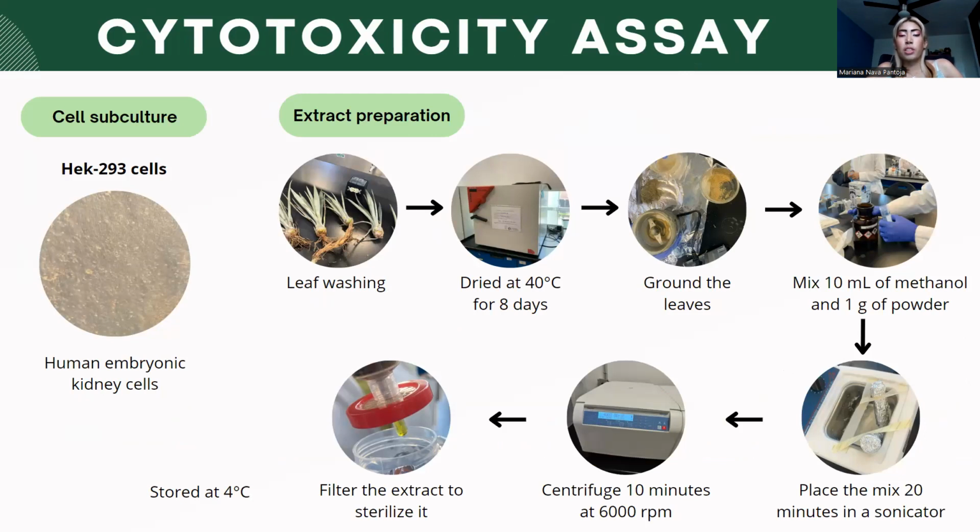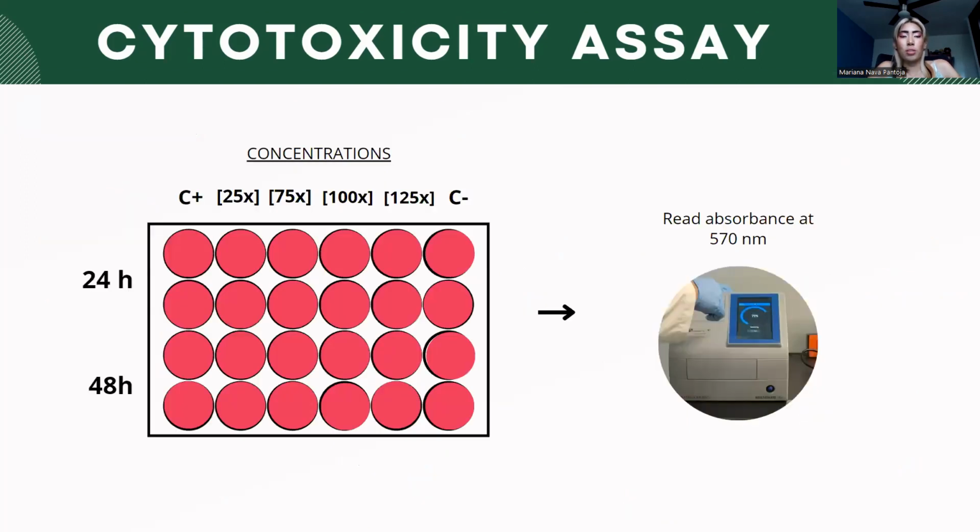We dry them at 40 degrees Celsius for 8 days. We ground them and mix 10 milliliters of methanol with 1 gram of powder. We place it on the sonicator, we centrifuge it, and we finally filter it to sterilize it. It was stored at 4 degrees Celsius.